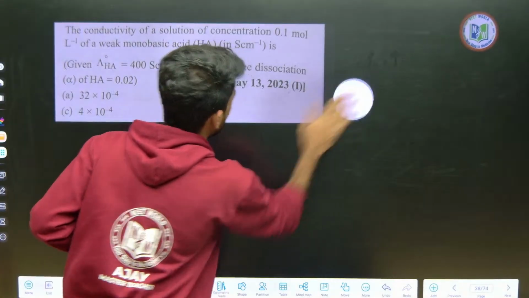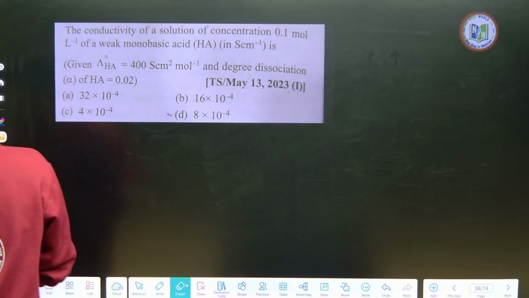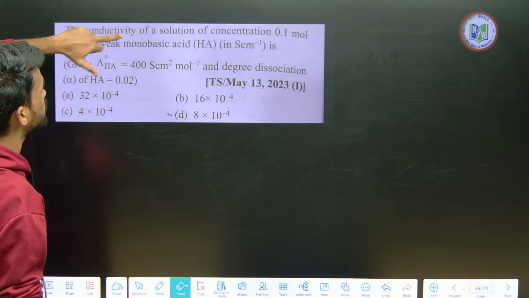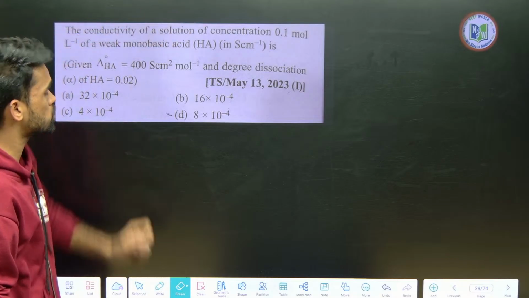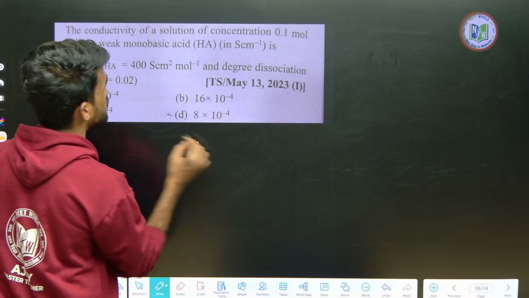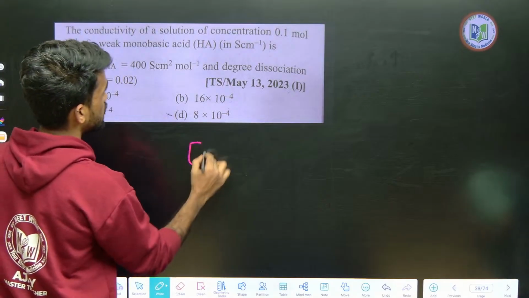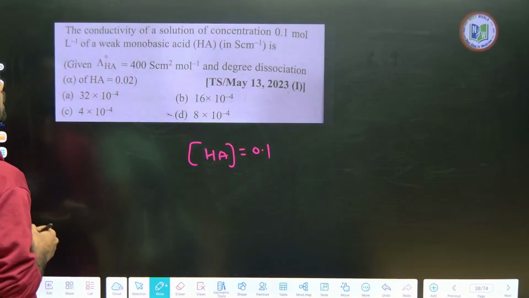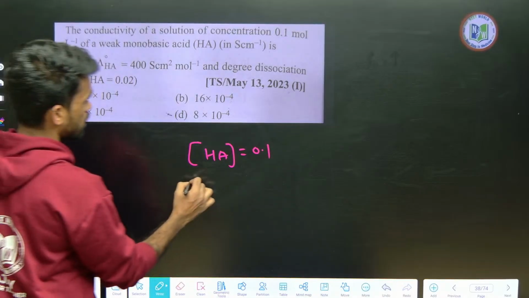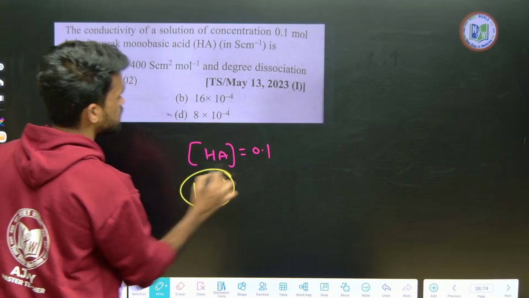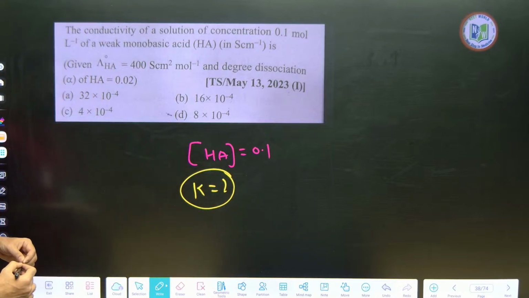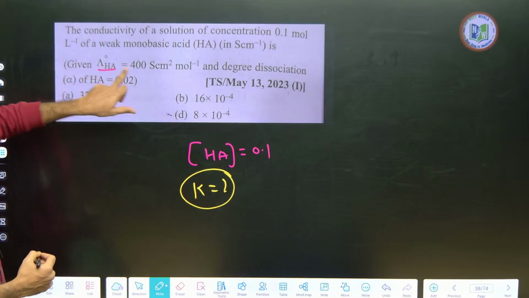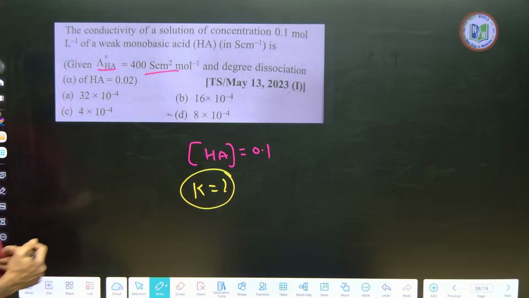So guys, look here, just tell me what will be your answer for the question. See here, the conductivity of a solution of concentration 0.1. So what is the concentration of this weak acid? The weak acid concentration is 0.1. And they are asking us to calculate K. How do you get this K now, tell me? They have given limiting molar conductances. So how do we get this?